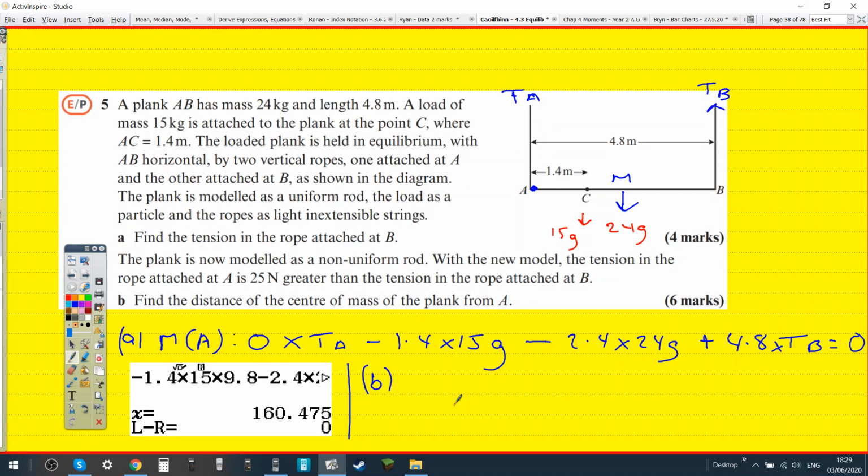That'd be a 25 greater. So if this one on the right is called tension in B, what could you call the one on the left? Tension in B plus 25 newtons. Yep.